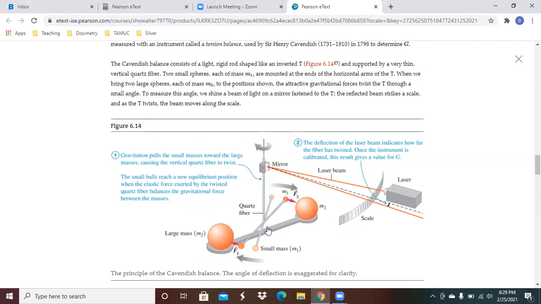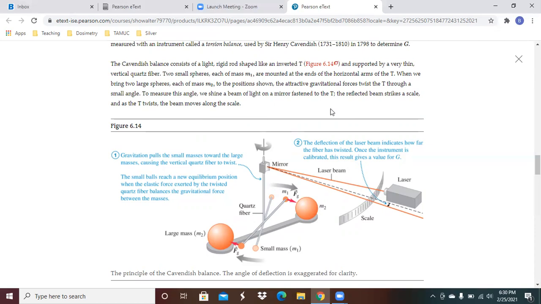So you've got a quartz fiber here. Two small spheres, each of mass M1, are mounted at the ends of the horizontal arms, and when we bring two small spheres, each of mass M2, to the position shown, the attractive gravitational force twists the T through a small angle.